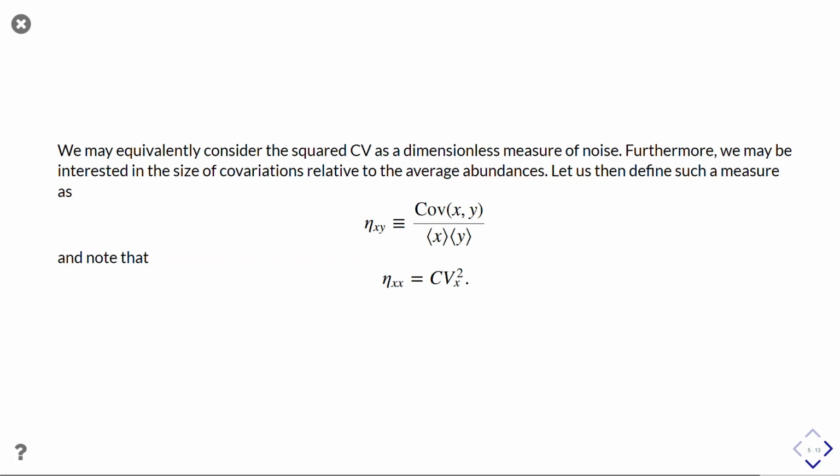Furthermore, we may be interested in the size of covariations relative to the average abundances. Let us define such a measure as eta subscript xy. We define eta subscript xy as the covariance between random variables x and y divided by each of their averages. Note that if x equals y, then eta xx, or eta xy equivalently, is equal to the squared coefficient of variation for x or y.